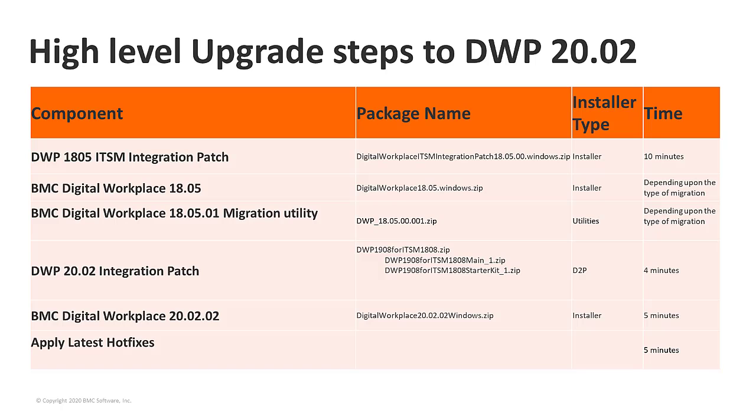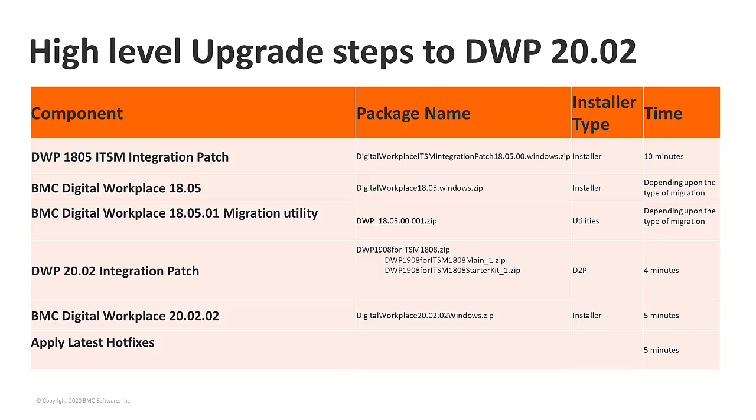Installation on secondary nodes is fairly quick, somewhere between 5 to 10 minutes per node, and it can be done in parallel. The next step in our installation process is to install the DWP integration patch for 2002. Though the name suggests 1908, this package is still compatible with 2002 and only takes about 4 minutes to complete. One other important point is you do not need to run the installer as we have seen for 1805. This package is a D2P based package, which saves time accessing the machine and running the installer.